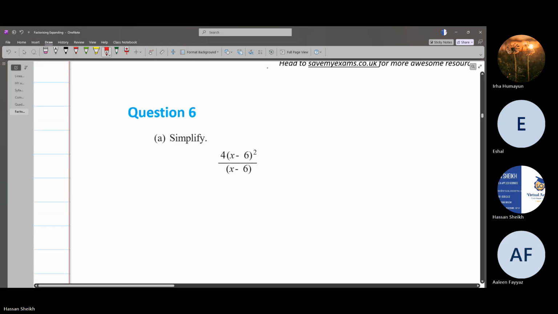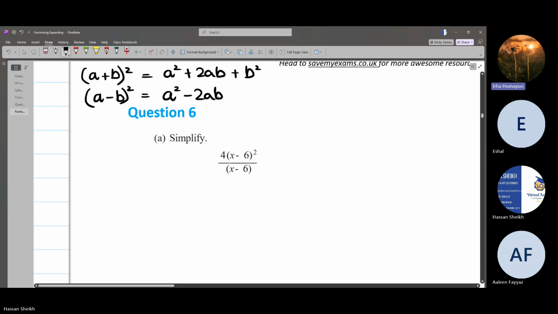Irha, you know the whole square formulas? Yes, sir. So what is a plus b whole square? A square plus 2ab plus b square. Very well done. And what about a minus b whole square? A square plus 2ab minus b square. No. A squared minus 2ab plus b square.